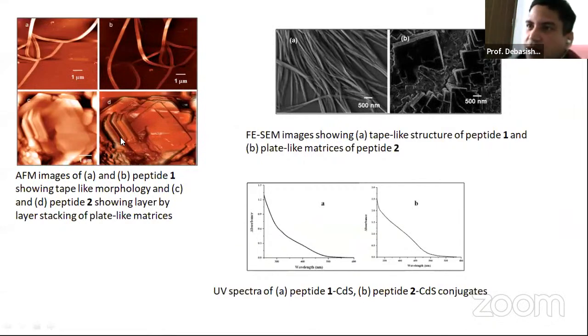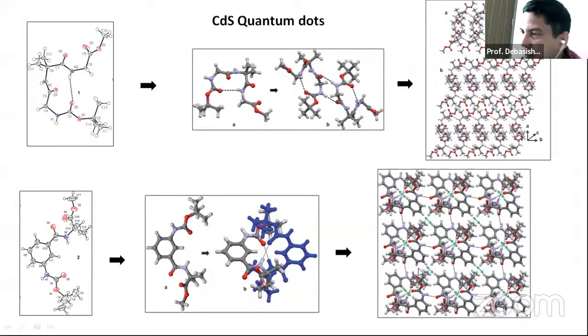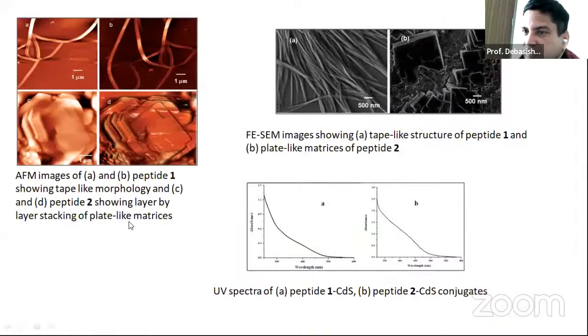Okay, so now coming to the morphology. When the peptide had a beta-turn structure, it formed a tape-like morphology. You can see it's a nice tape-like morphology as seen from the atomic force microscope. But when it is a duplex structure, it's a different matrix, and you can see a sheet-like morphology, layer by layer. So we have different morphologies from two different peptides. Now we have also checked with FESEM, the scanning electron microscopy. When it is the beta-turn containing peptide, it shows this tape-like morphology, and when the duplex is formed, a layer by layer structure.